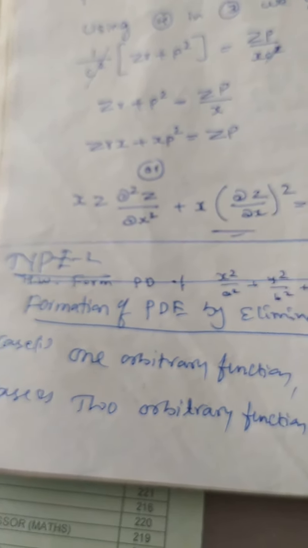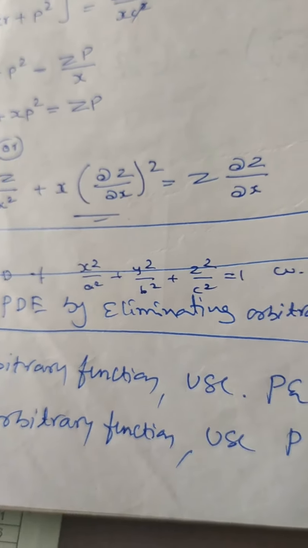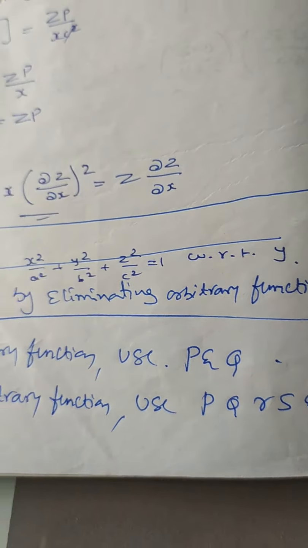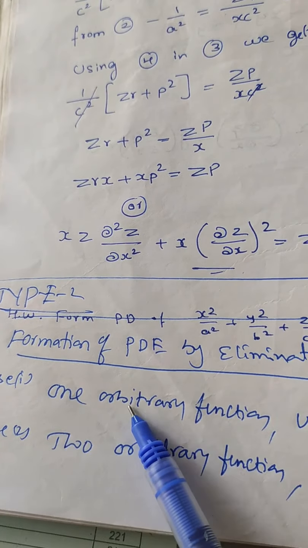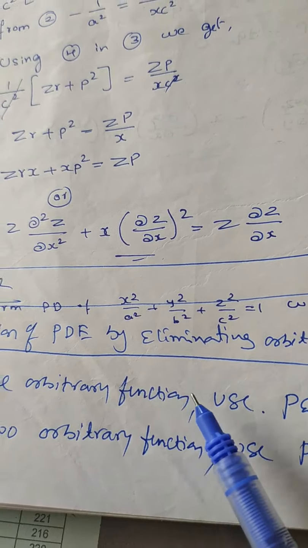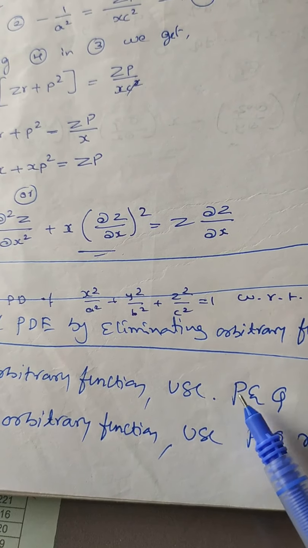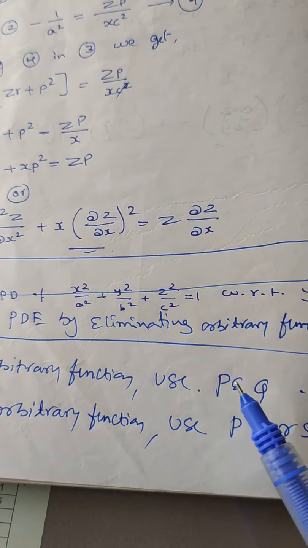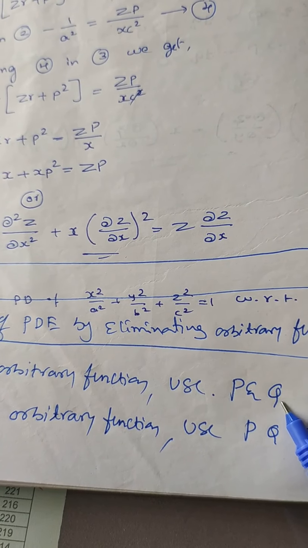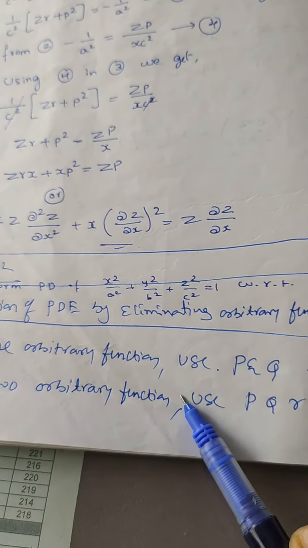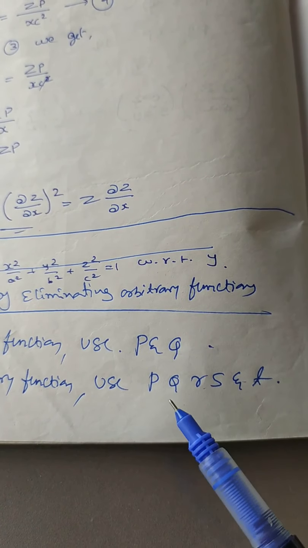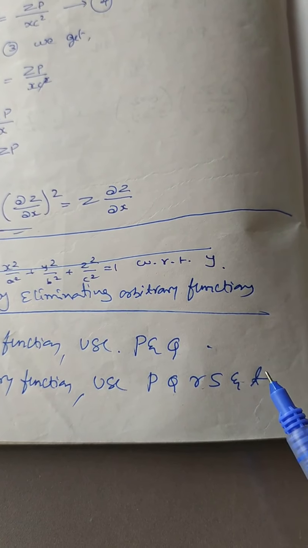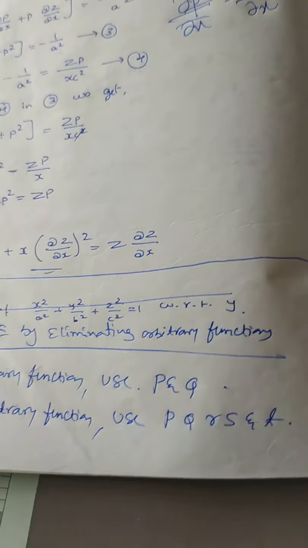Okay. Now, type 2 formation of partial differential equation by eliminating arbitrary functions. Suppose if we have one arbitrary function, use first order partial derivatives p and q, that means dou z by dou x and dou z by dou y. If you have two arbitrary functions, use first and second order partial derivatives, that is p, q, r, s and t. Okay. I'll come to the first problem.